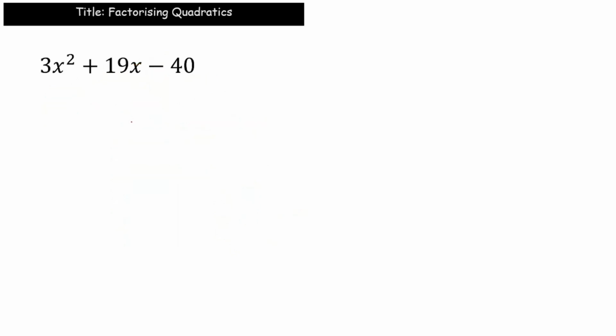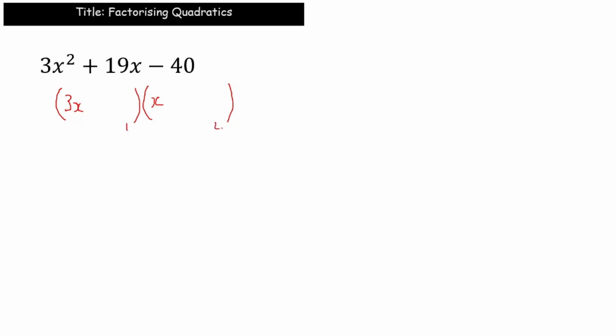I'm going to do this one here before we do a really hard one. And I haven't done the hard one, so it'll be interesting. So what we're going to do is the exact same thing. We've got 3x and x. And this time we're going to have factors of 40 that have a difference of 19, but one of them's times by 3.